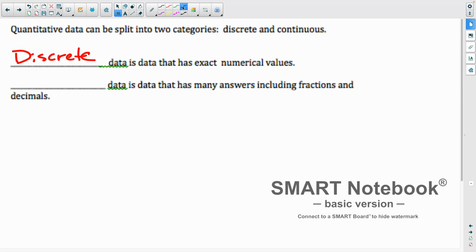What about shoe size? Is that discrete? I mean, there's halves. There's halves, but not everything, right? You got 7, you got 7.5, you got 8. Those are very distinct values.